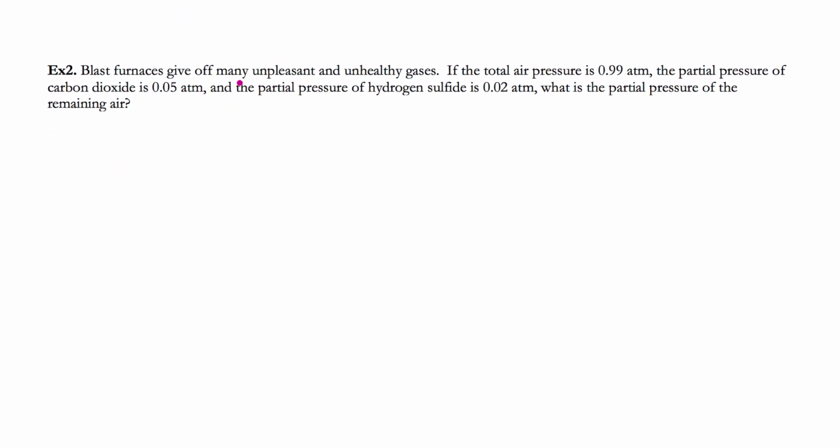Blast furnaces give off many unpleasant and unhealthy gases. If the total air pressure, so this is my P total, is 0.99 atmospheres, that's my P total. The partial pressure of carbon dioxide is 0.05, that's carbon dioxide's partial pressure, and the partial pressure of hydrogen sulfide is 0.02. What is the partial pressure of the remaining air? So remember, P total is going to be equal to the partial pressure of carbon dioxide plus the partial pressure of hydrogen sulfide plus the partial pressure, I'm just going to write the remaining air.